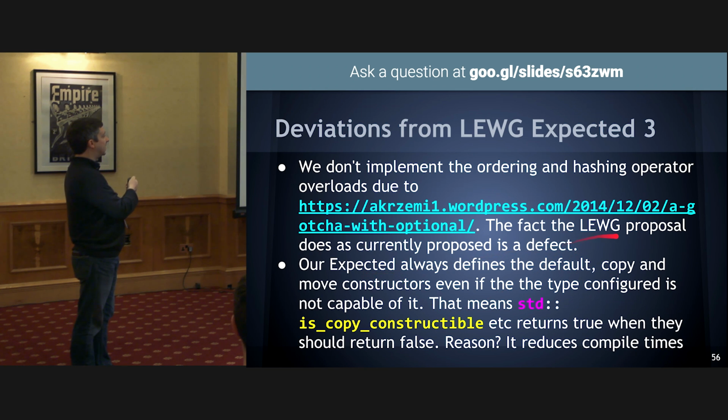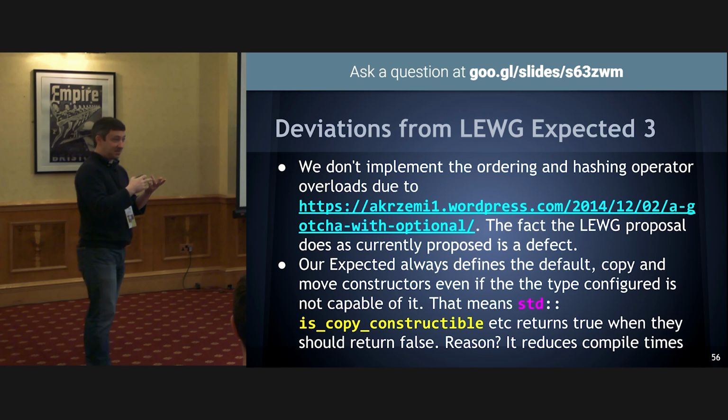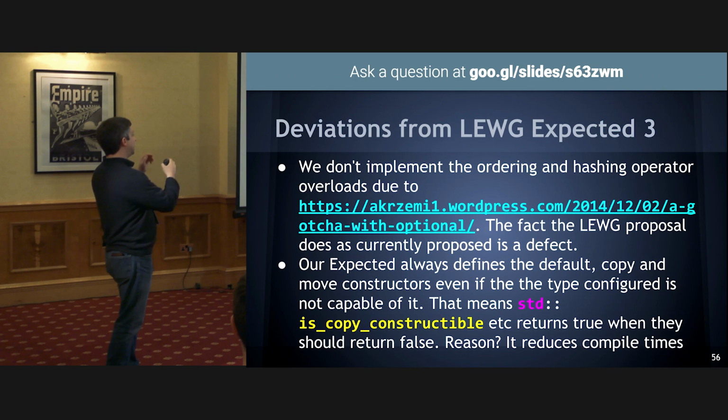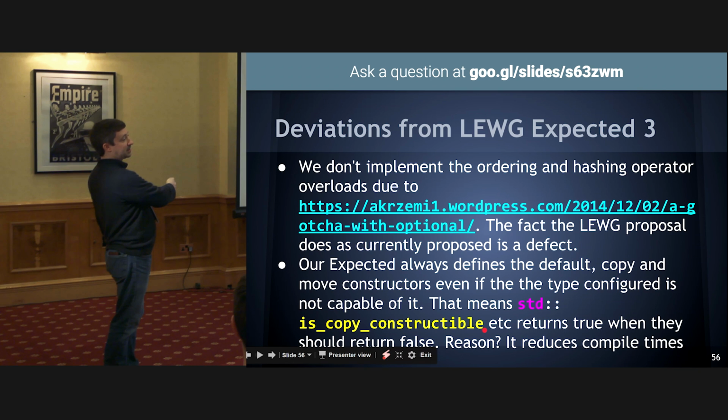Finally, I always define the default copy and move constructors no matter what, even if the type configured is not capable of it. Now, by the way, that doesn't mean that you can't use types that don't have default copy and move. That's completely permitted. You can use those types. It's just that if you try calling std::is_copy_constructible, you'll get the wrong result coming back to you.